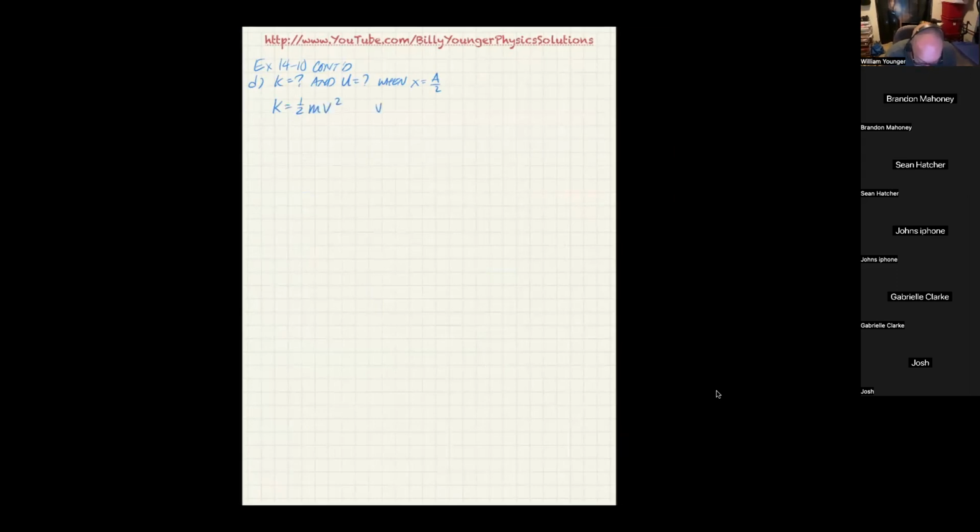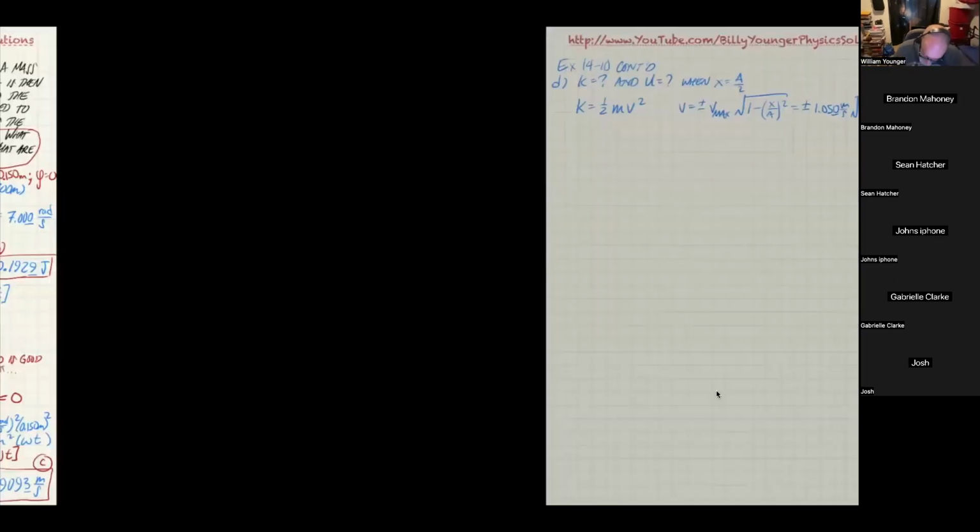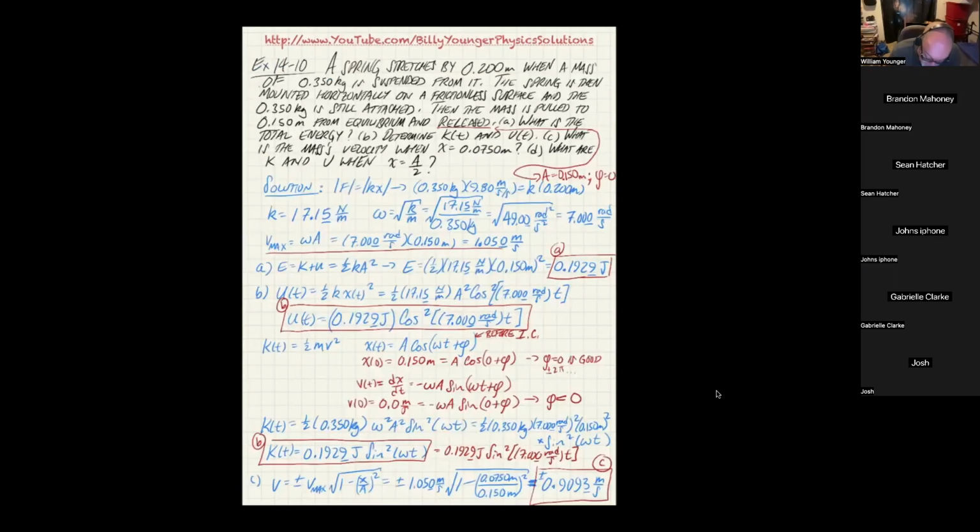And we know v is equal to plus or minus v max times the square root of 1 minus x over A quantity squared, which we can say is plus or minus 1.050 meters per second times the square root of 1 minus, now x is supposed to be A over 2, so if you divide A over 2 by A, you just get 1 over 2, so you just get 1 minus 1/4 like that, which I think you see is exactly the velocity that we just calculated, which is 0.9093.